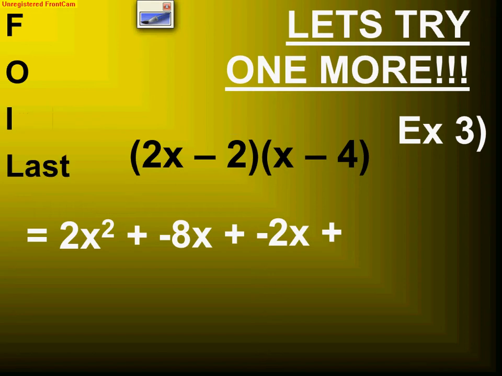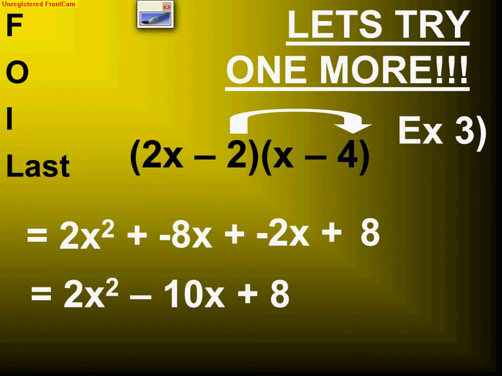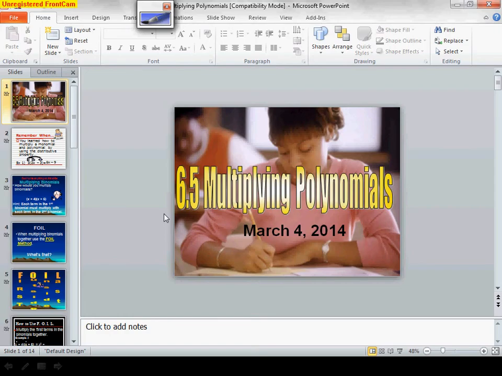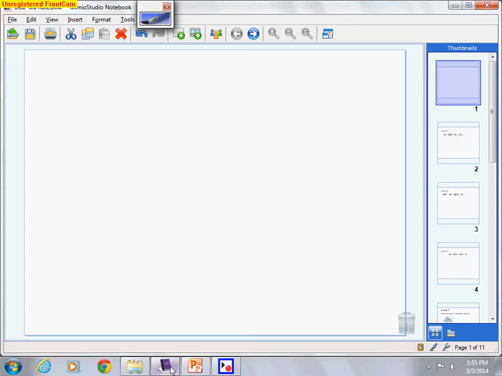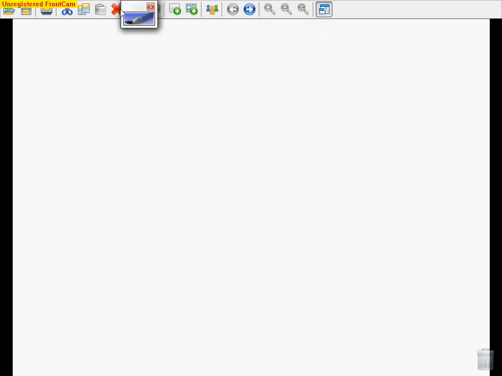And then we do our last. The last terms are negative 2 and negative 4. And that multiplies to be a positive 8. Once again, we're going to combine our like terms, and we get 2x squared minus 10x plus 8. Okay, let's go ahead and switch over to some Mimeo notes. Real quick, I want to give you another problem.